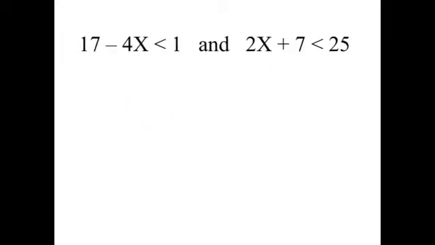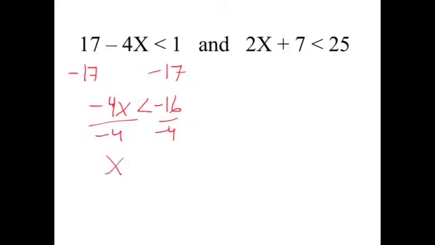Moving on to the next one, we're supposed to solve this, and you make sure you do both of them, not just one. So on this first one, I'm going to subtract 17 from both sides to get negative 4x less than negative 16. Now divide both sides by negative 4 to get x greater than 4. Since I divided by a negative, I need to switch the direction of my inequality. Negative 16 divided by negative 4 is going to be positive 4.